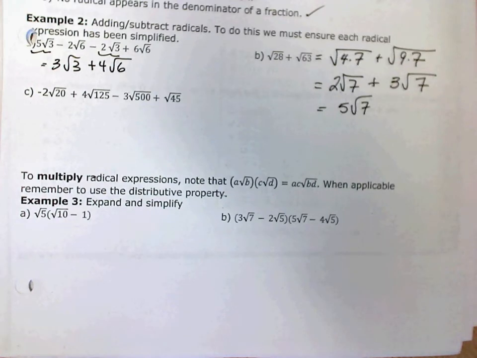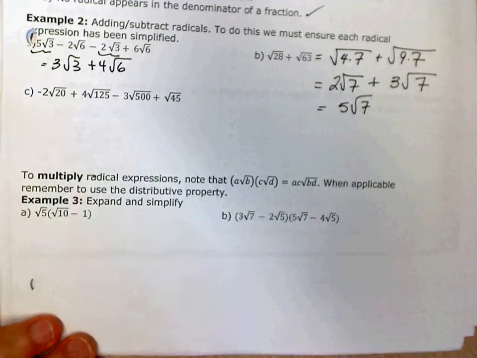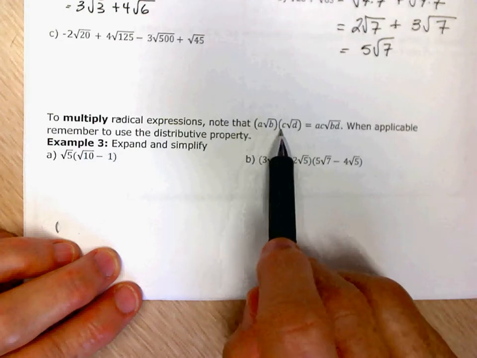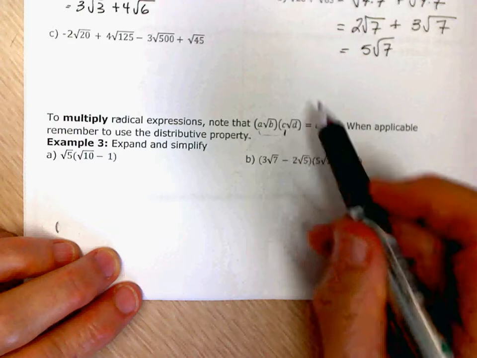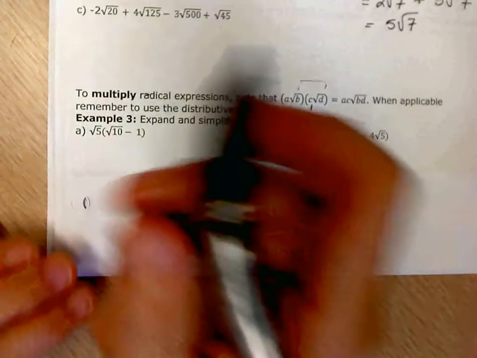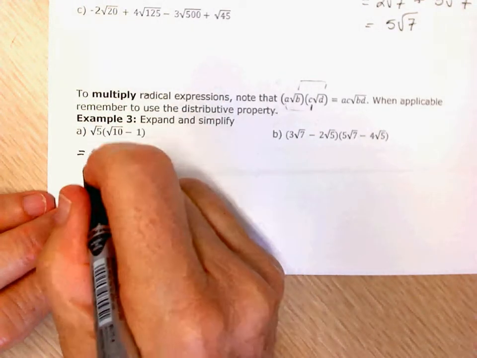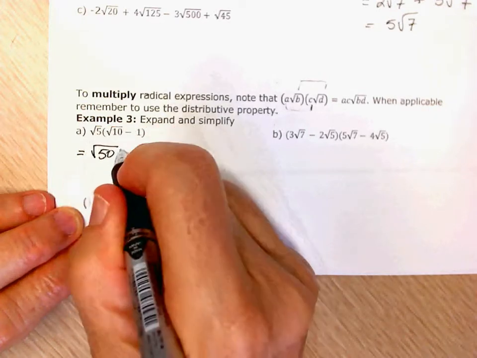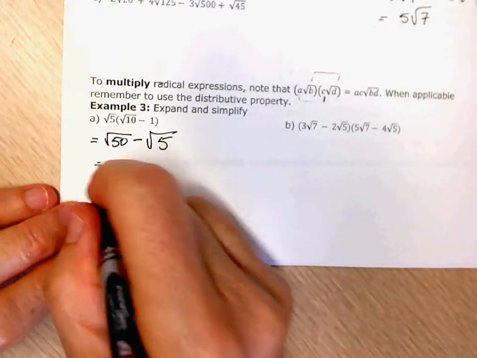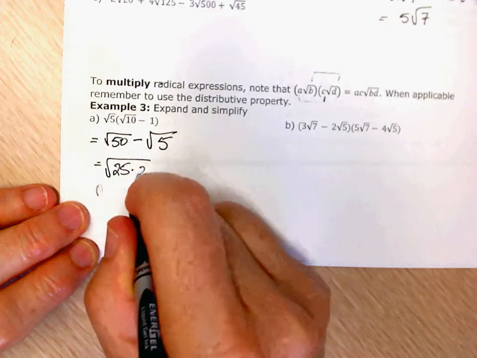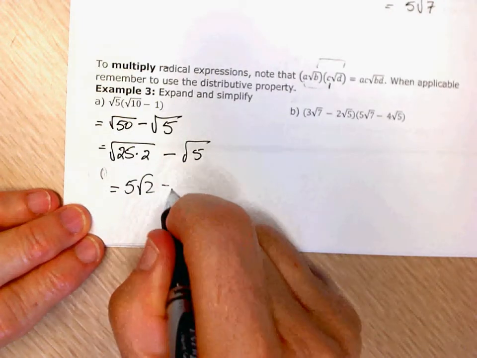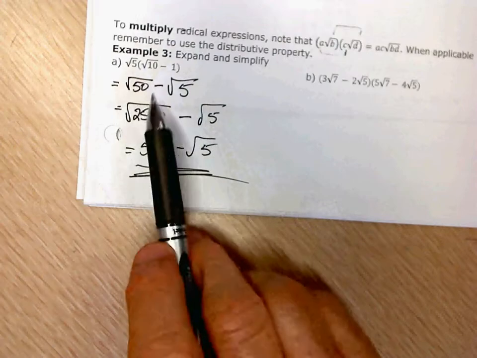To multiply radical expressions, note that, well, we just did that: a root b times c root d, you multiply the numbers outside, and then you multiply the numbers inside the radical sign. So let's do this. Root 5 times root 10 is root 50. Root 5 times minus 1 is minus root 5. This is the same as 25 times 2 minus root 5. The square root of 25 is 5. Now we're done. This is the final answer. You're not done until you've simplified the radical sign.